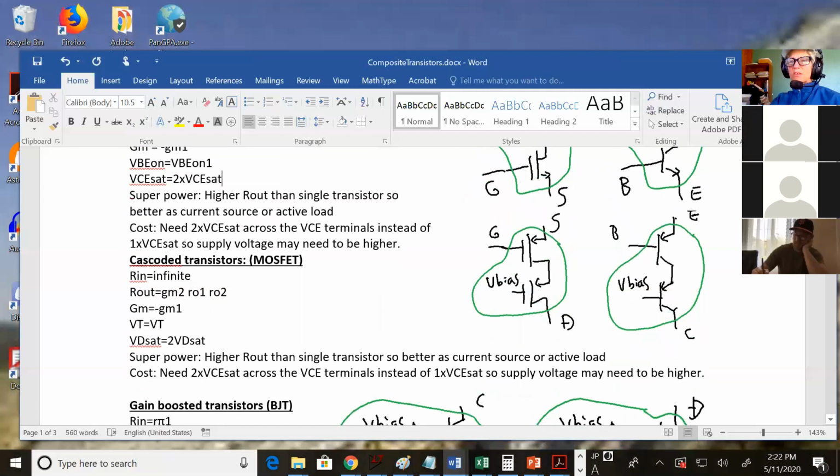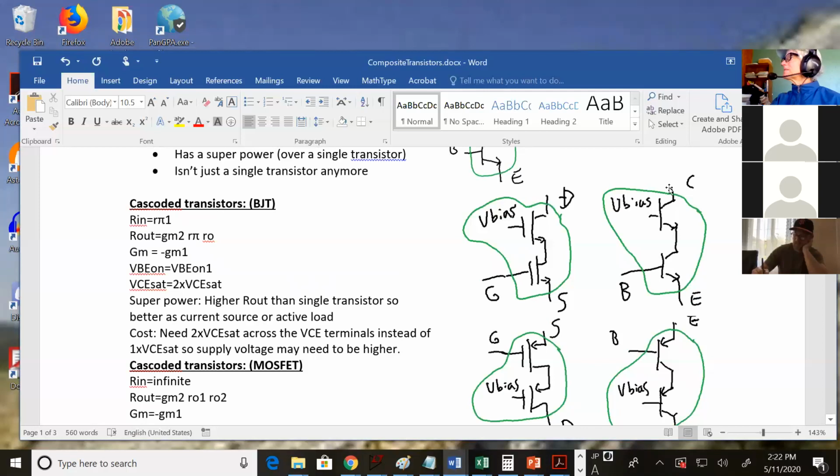Okay, and its superpower, as we mentioned, is that if you look at this collector, it looks like an extremely large resistor. We saw this in one place, when you changed a passive load, a resistive load, to an active load. So you had a common emitter with a passive load, a resistor up top, and you took out that resistor and replaced it with a PNP or a PMOS. That PMOS or PNP acts like a gigantic resistor, so all of a sudden you are getting more gain. If you replace that resistor with this, it looks like an even bigger resistor. So that's a useful place for it. And again, the cost is you need VCE sat across from the collector to the emitter, so you need a higher supply voltage.